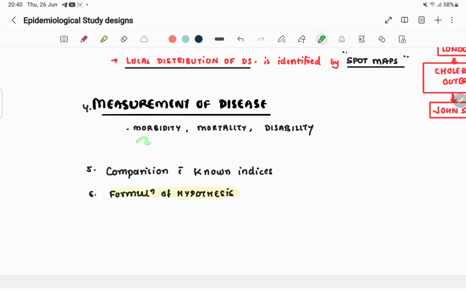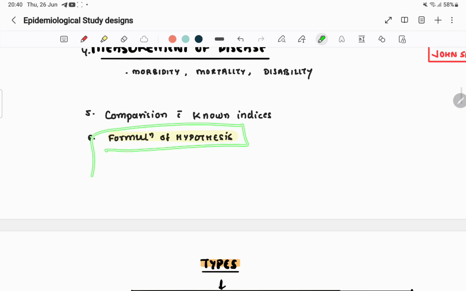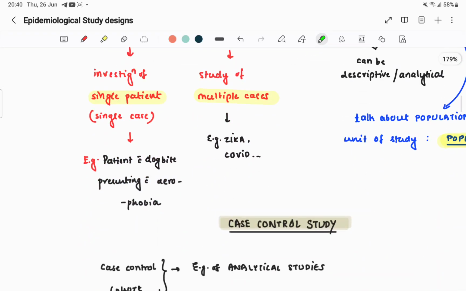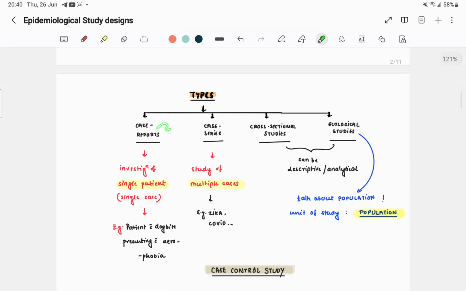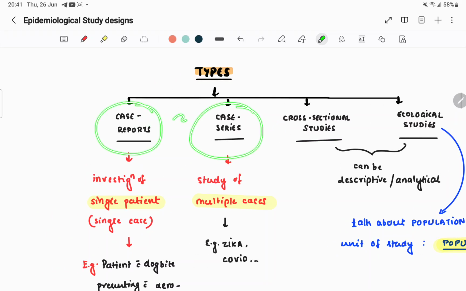A disease is measured by morbidity, mortality, and disability. Then you compare the known indices and hypothesis formulation. So formulation of hypothesis is a part of descriptive epidemiology. So in descriptive epidemiology, we have to discuss 4 things: case report, case series, cross-sectional, and ecological. This can be descriptive as well as analytical, because there is involvement of any intervention, or you can say analysis based over here. So cross-sectional and ecological are a separate category.